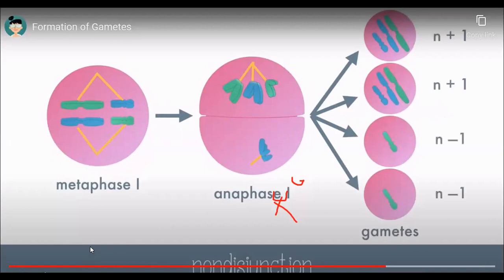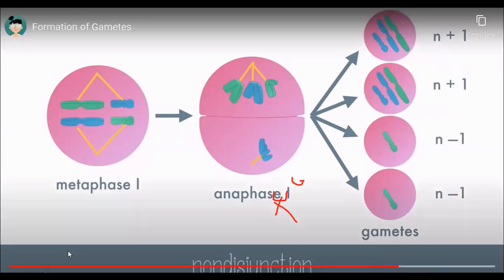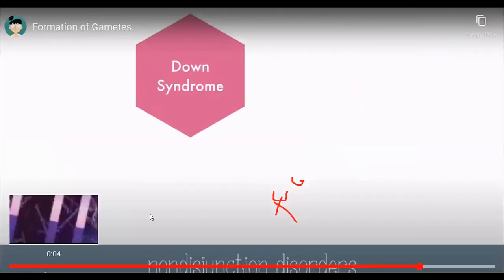This could lead to a variety of issues. While most of these cases will lead to miscarriage, some disorders are not life-threatening. Here are some examples of disorders that can occur as a result of non-disjunction. Probably the most widely known one is Down syndrome. In this case, there is an extra 21st chromosome.